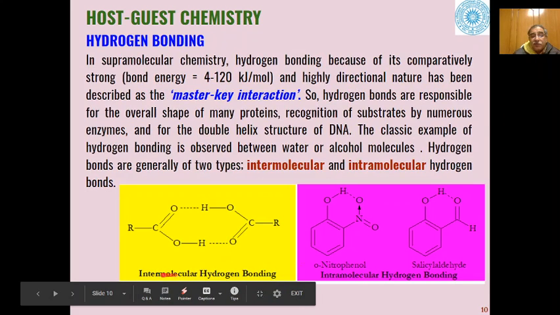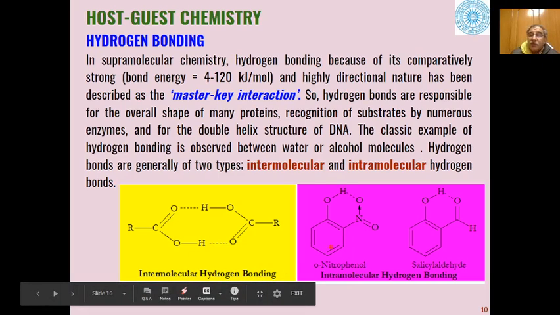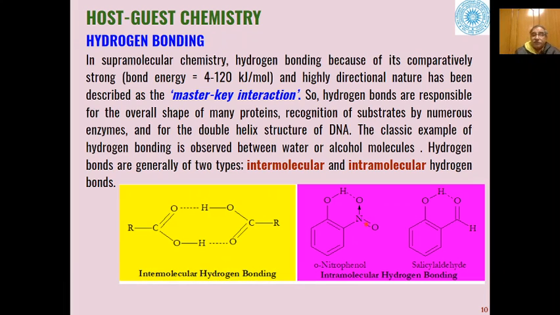As I have told you, it can either be intermolecular hydrogen bonding, say in the case of carboxylic acids, where two molecules of the carboxylic acid can have such hydrogen bonding, which is called intermolecular hydrogen bonding. Whereas intramolecular hydrogen bonding is where, within the same molecule, as in orthonitrophenol or salicylaldehyde, we can have a hydrogen bond.